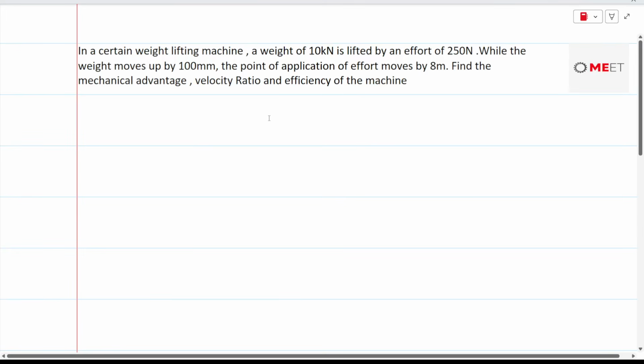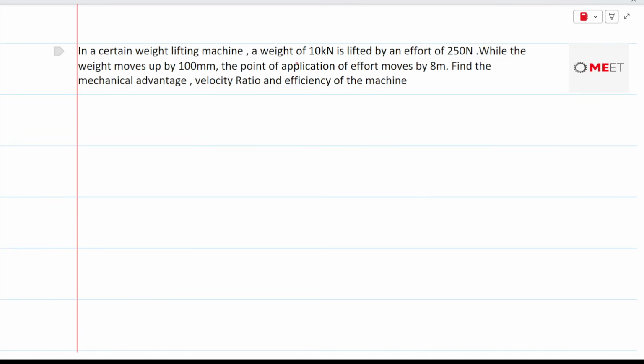A certain weightlifting machine having a weight of 10 kilonewtons is lifted by an effort of 250 newtons while the weight moves upwards by a distance of 100 mm and the point of application of effort moves by a distance of 8 meters. Find the mechanical advantage, velocity ratio and efficiency of the machine.